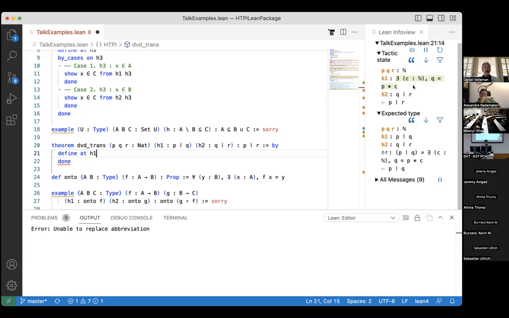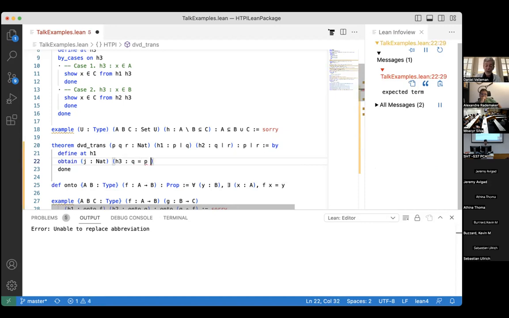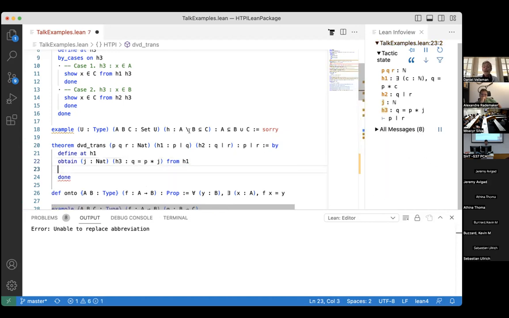Another strategy straight out of How to Prove It is if you have a given that's an existential statement, you should assign a name. If you know something exists, give it a name. So I know there exists some natural number so that Q equals P times that number, let's give it a name. And the tactic I'll use for that is obtain: first of all, a natural number J, and secondly, another given that Q equals P times J, from H1. And so you notice now J is here in the tactic state, and I have this new given H3, Q is equal to P times J.